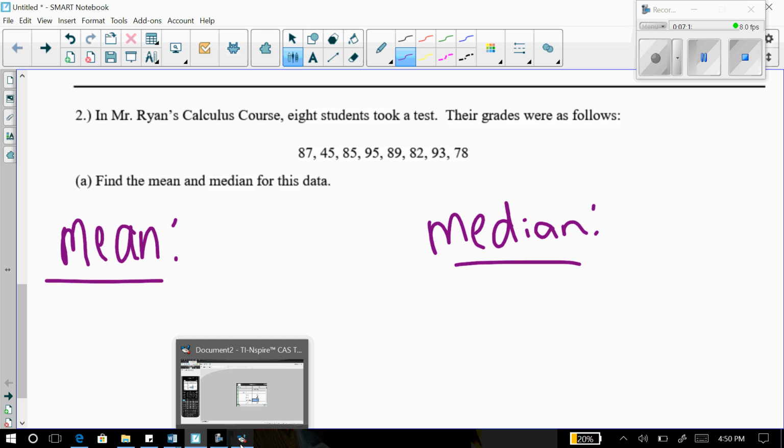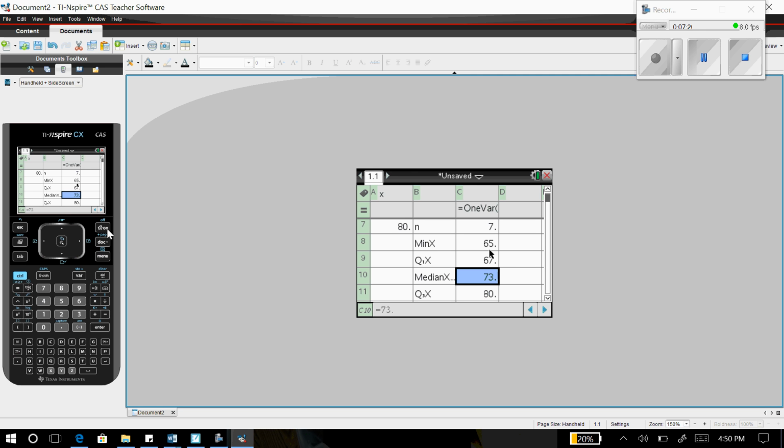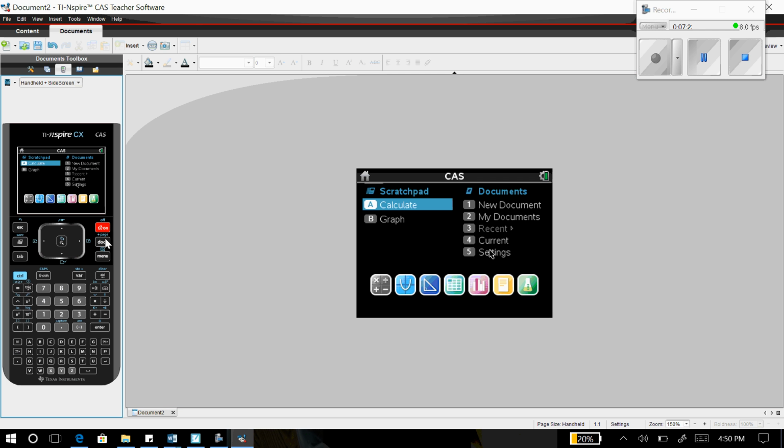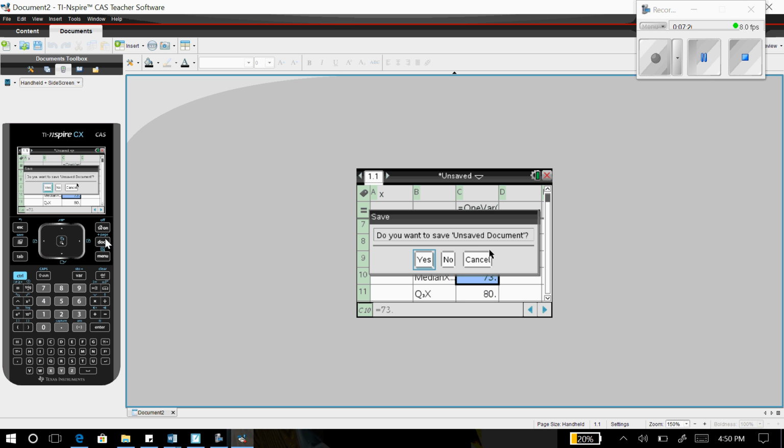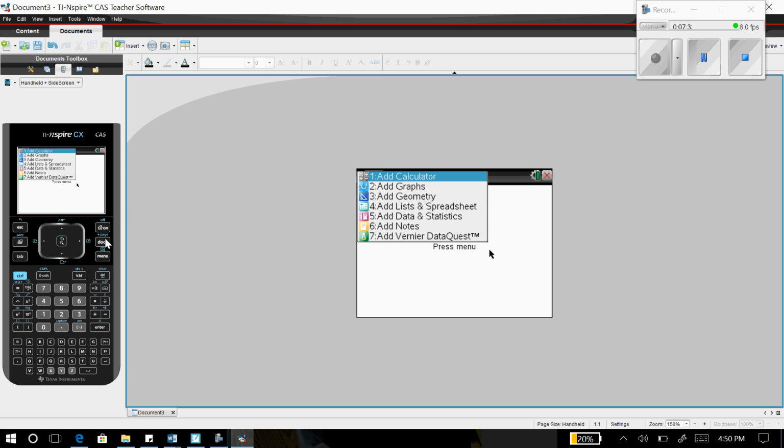So we are going to do it again with the TI Nspire calculator. What I want you to do is hit on or home, go to a new document, don't save. Remember, we don't want to junk up the calculator, so don't save. Let's try it again. So we're going to go to choice 4. This is new for us. We've done calculators, we've done graphs. Now we're doing lists and spreadsheets. Choice 4.